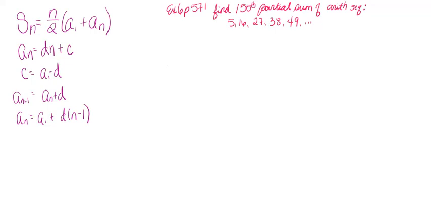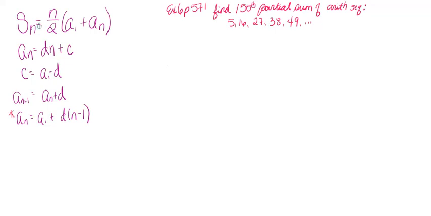The last 2 formulas that I have listed up here in purple on the left are the recursion formulas. The first one is just saying that any term is equal to the term before it plus a common difference. And then from that we derived the alternate recursion formula, which is a sub n equals the first term plus the common difference times n minus 1.